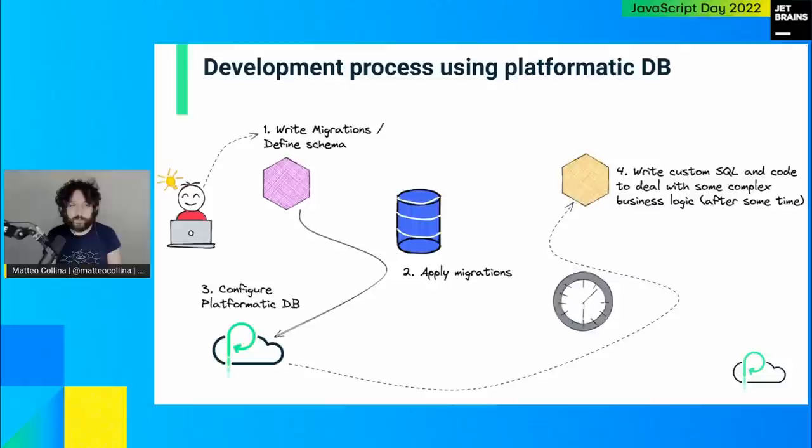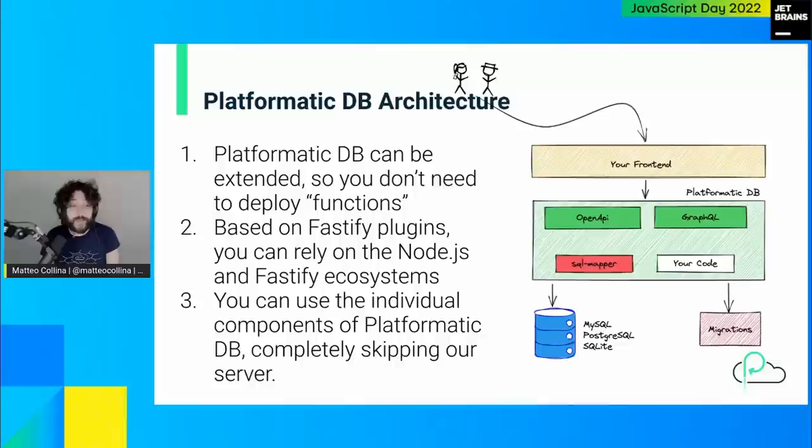So essentially, this is how the development flow using Platformatic would look. You write the migration, define the schema, apply the migration, configure Platformatic DB. That's it. And after a while, you can write some custom SQL and code to deal with some complex business logic. And this type of approach shrinks the development time quite a lot. In fact, Platformatic is nothing more than Fastify, and is built on top of Fastify. So you don't need to deploy custom function webhooks and deal with all that stuff. You can just put code inside your Node process and it just works. Oh, it's a webhook. Ouch.